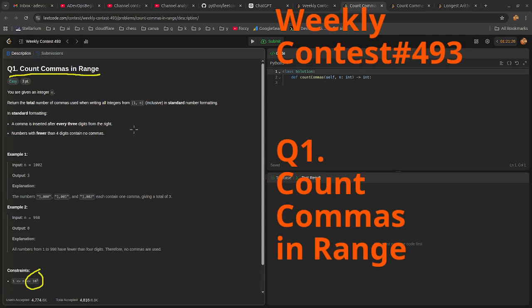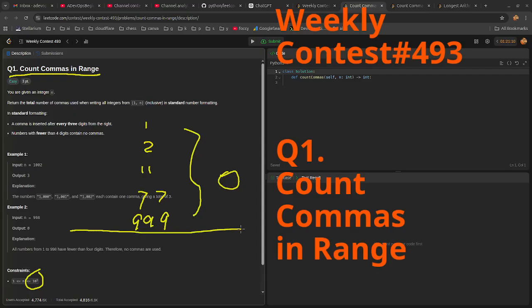The way we take care of this question is to check these numbers: 1, 2, 11, 77, or 999. There are no commas, 0. So any number less than 1000 has 0 commas. We only count numbers greater than or equal to 1000.